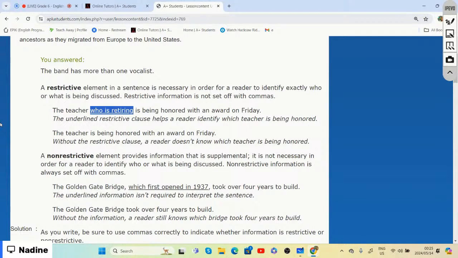And non-restrictive elements are set off with commas. Then we made an example of the Golden Gate Bridge, which first opened in 1937, took over 4 years to build. Which means that this information that is underlined is not necessary in order for us to interpret the sentence. We can basically just say the Golden Gate Bridge took over 4 years to build.